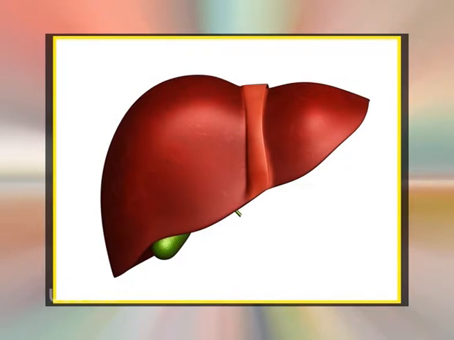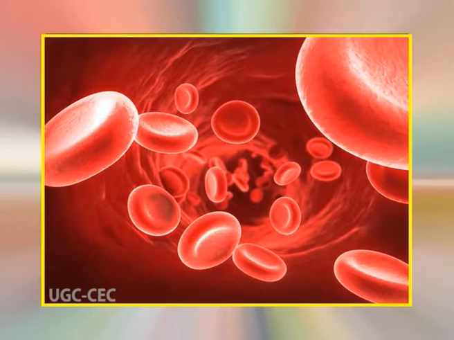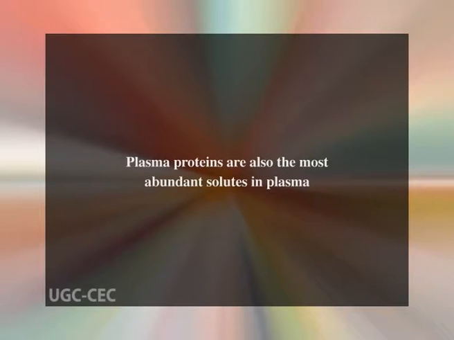All blood proteins are synthesized in the liver except for the gamma globulins. Separating serum proteins by electrophoresis is a valuable diagnostic tool as well as a way to monitor clinical progress. Current research regarding blood plasma proteins is centered on performing proteomics analysis of serum or plasma in the search for biomarkers. The normal laboratory value of serum total protein is around 7 grams per deciliter. Plasma proteins are also the most abundant solutes in plasma.